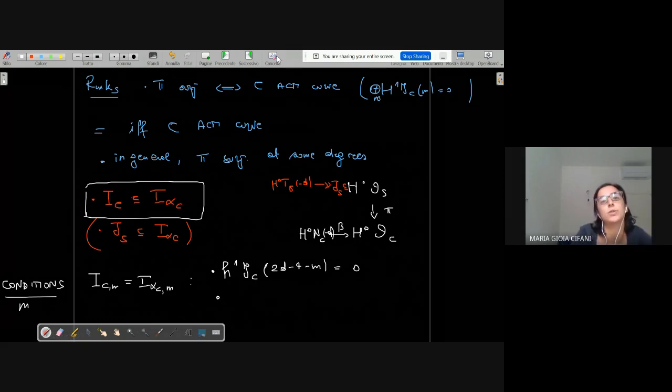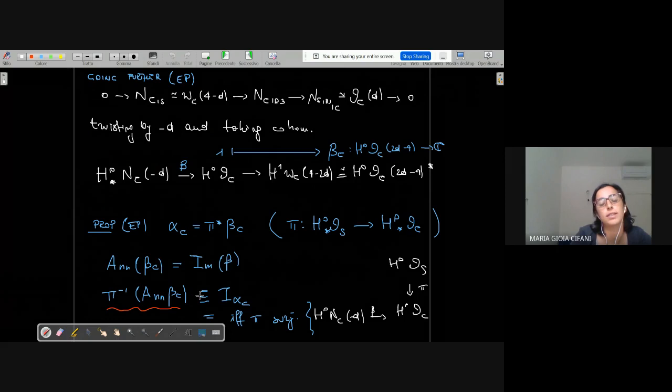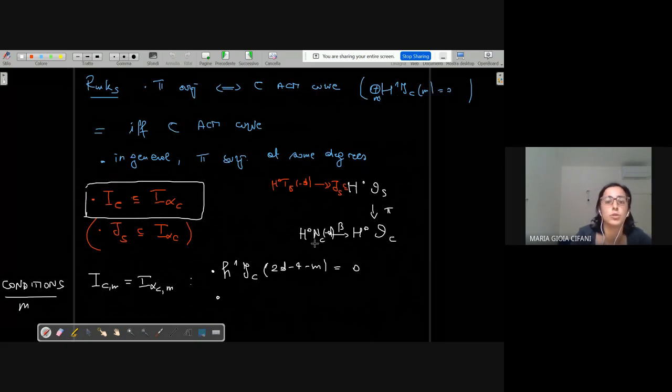And this tells you that there is equality at this level. And then we want that this is exactly the kernel of pi. So the image of beta should be 0, and we ask sufficient conditions. Maybe H0 of the normal bundle of C in degree m minus d, because we fix an m, is 0.